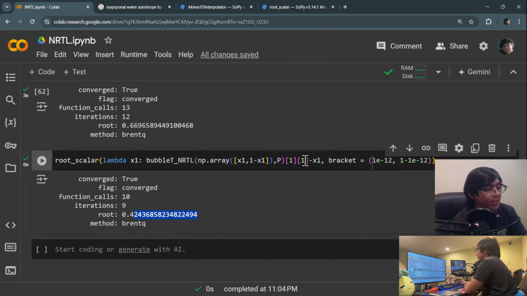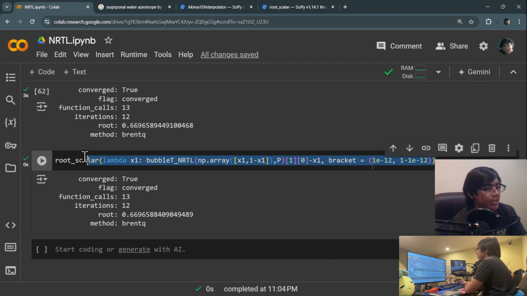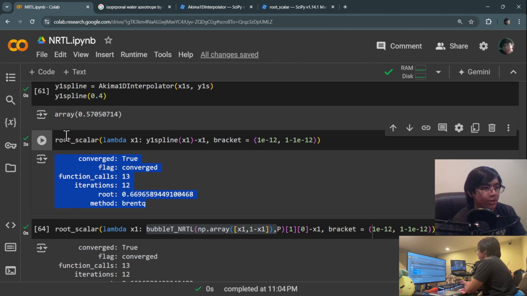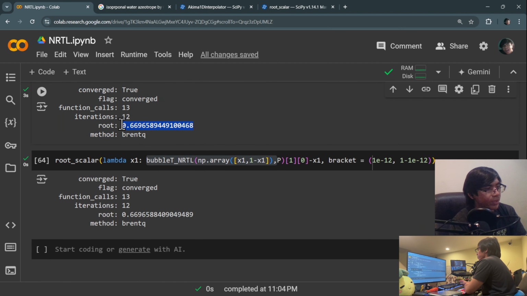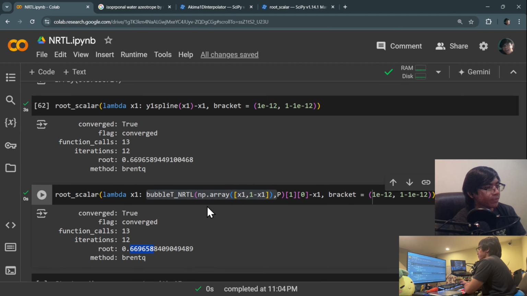Very different. I put the first, so it should be 0. I don't know why I put 1. 1 would be our water, so 0 is our isopropanol. Yeah, not too bad. So again, this should be a lot closer since it's actually using our equilibrium points versus this, which is just our interpolation. But you can pretty much see that they're nearly identical, almost down to the 6th digit behind the decimal point. So yeah, those are our two ways you could find the intersection.